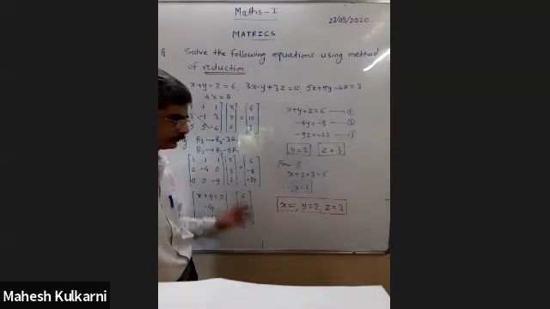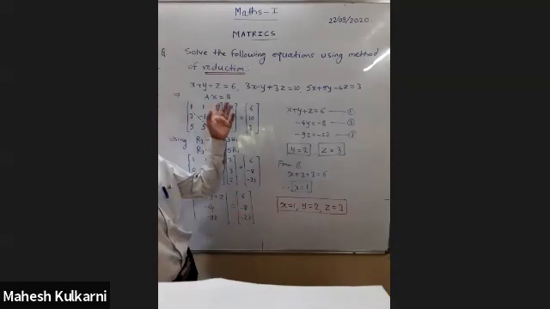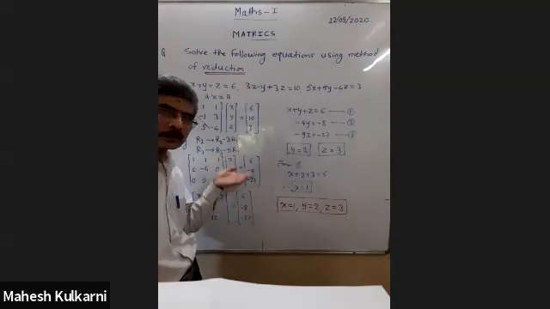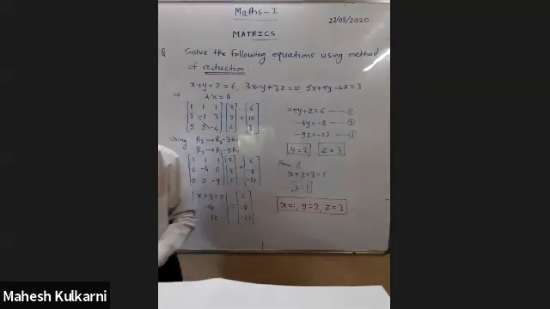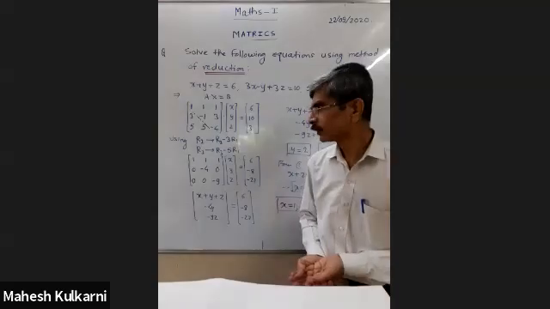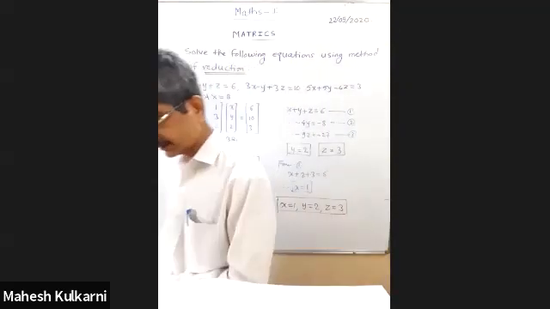Okay, students, I hope this method is clear to you. So practice this type of question. Sums are given in your textbook. You can try from this exercise 2.3 in your board textbook. Equations are given in 2 variables as well as in 3 variables.